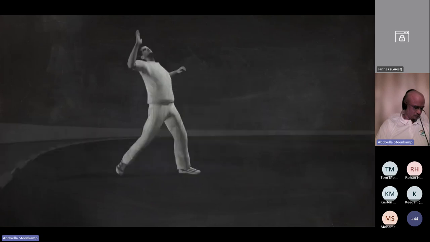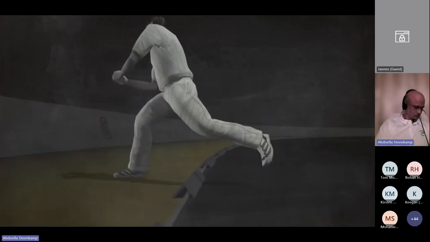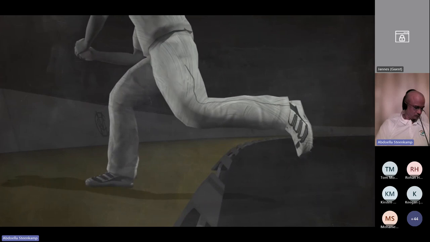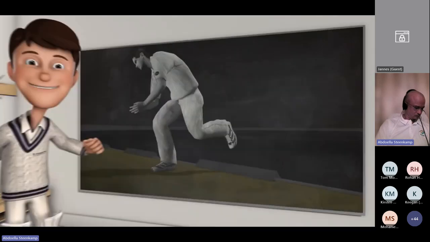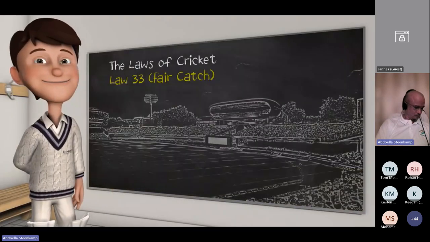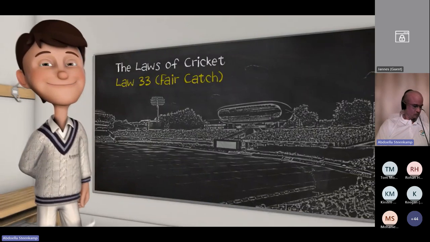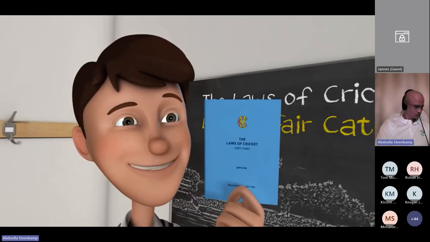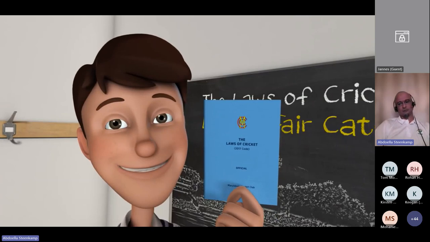And then there is the question of catches near the boundary. This is such an interesting subject that we've given it a film all of its own. To catch up on everything to do with catching, simply refer to Law 33 in the Blue Book.